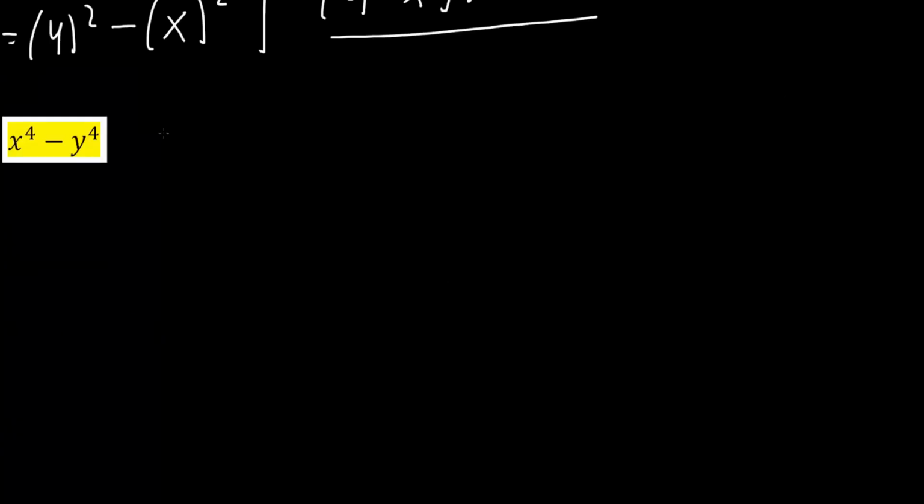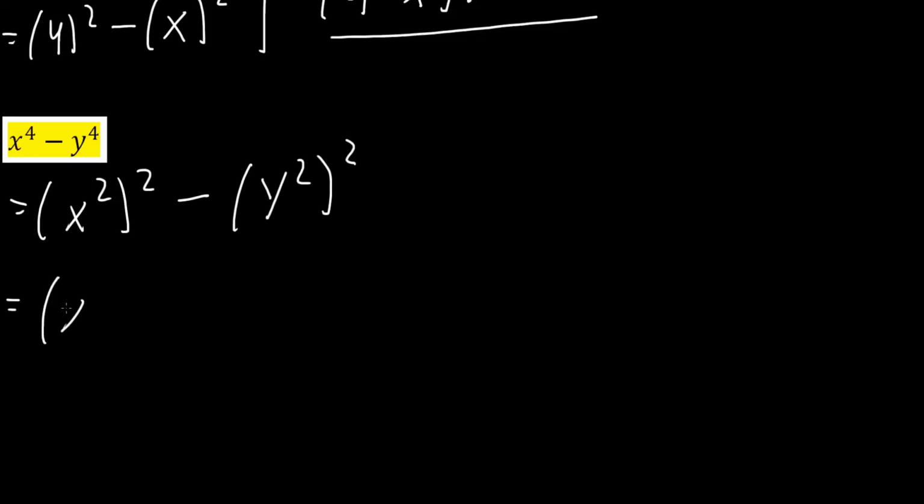This problem is almost the same, but there's one more step. So let's try it. So x raised to 4. We can get the square root of it, and we would get x squared. x squared, and then we square that, that's going to be x raised to 4. Likewise, we have a subtraction sign in the middle. Then we do y squared, and then we square that, which would give us y raised to 4. So now we do the same exact thing. So we would get x squared minus y squared times x squared plus y squared.